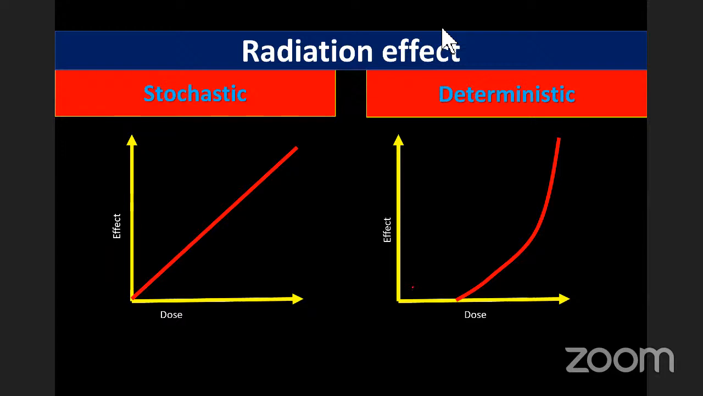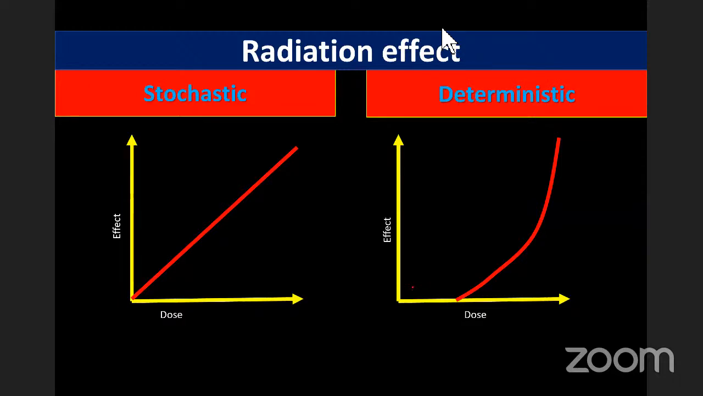So that means it is a deterministic effect. Okay, it is very specific. I give you 2 gray, this will happen. I give you 10 gray, this will happen. I give you 20 gray, this will happen. So what does that tell? The dose will decide the severity. Okay, understood. That is the deterministic effect, and it has a threshold.